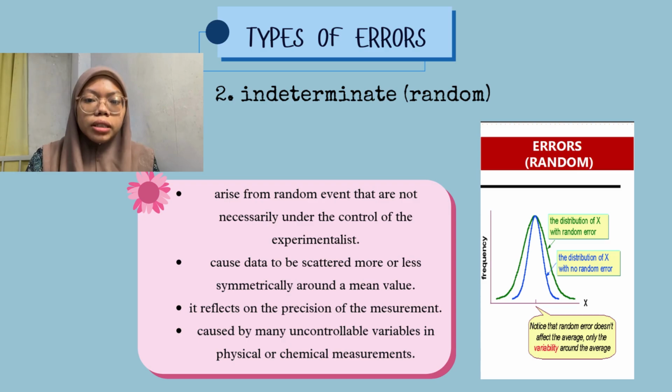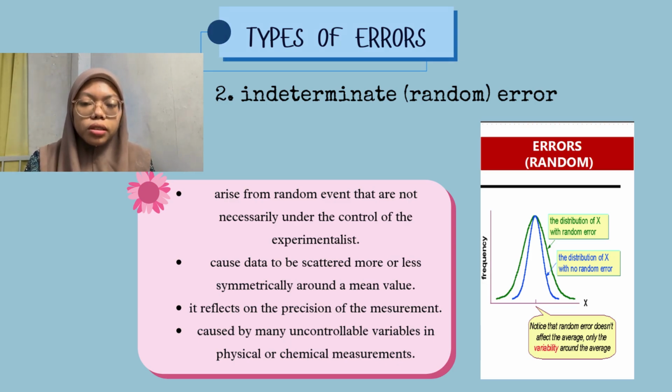Next, indeterminate or random error arises from random events that are not necessarily under the control of the experimentalist. It causes data to be scattered more or less symmetrically around a mean value. It reflects on the precision of the measurement. It is also caused by many uncontrollable variables in physical or chemical measurements.